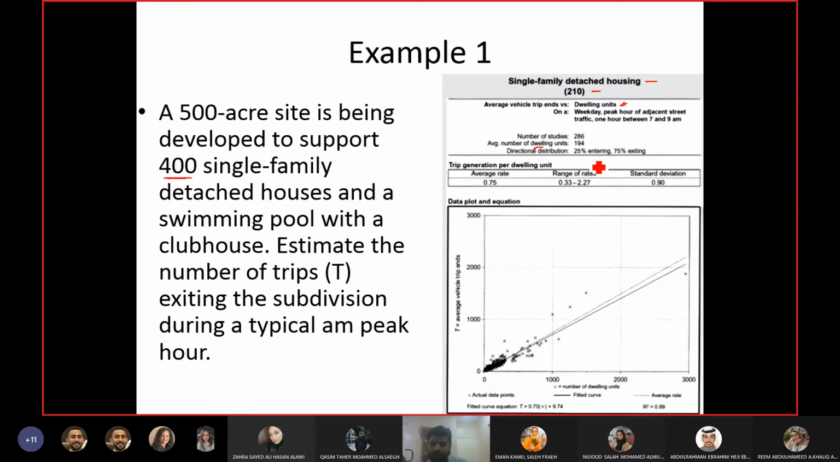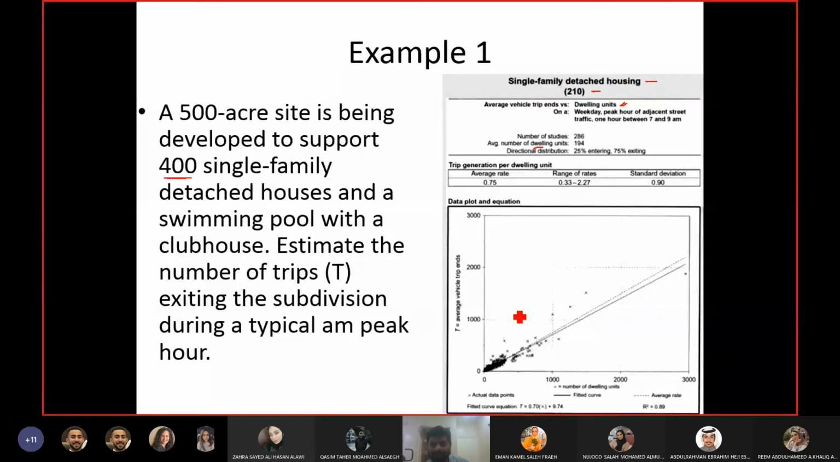For single family detached housing, the average trip rate is 0.75. They collected data from 286 sites. For each site, they calculated the trip rate, and the average was 0.75. The range, minimum to maximum, is 0.33 to 2.27, and the standard deviation is 0.9.